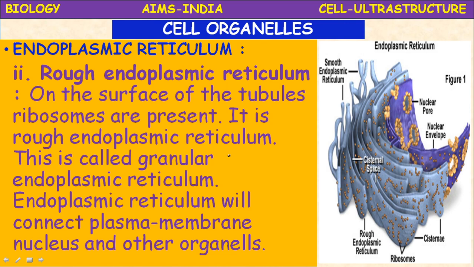This endoplasmic reticulum connects the plasma membrane, the nucleus and other organelles. So it acts like a transport bridge or communicating bridge between the other organelles and the nucleus.